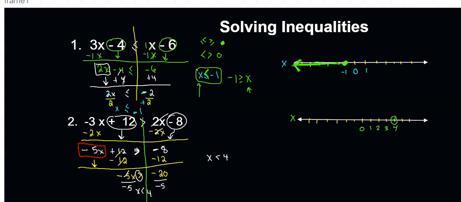Now, if I go back over here, you see the variable is on the left side. When the variable is on the left side, just shade whichever way it's pointing. It's pointing to the left for the inequality. So shade this way. Don't forget, shade your arrow because it goes on forever. Now, what does that tell you? Any number less than 4 that you put back into this inequality will make that inequality true. If you put 5 in, it won't work. It'll be false. If you put 4 in, it will be false. But if you put 3.9 in, it will be true.